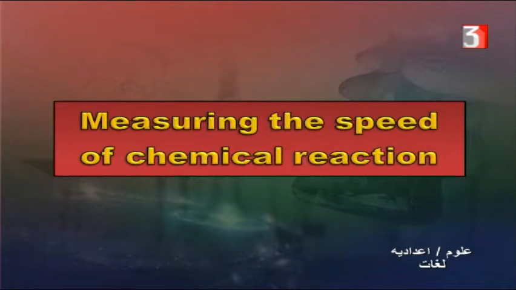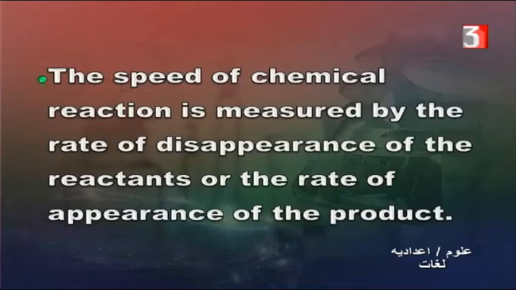How can we measure the speed of chemical reaction? Measuring the speed of chemical reaction. The speed of chemical reaction is measured by the rate of disappearance of the reactant or the rate of appearance of product. Again, we can measure the speed of chemical reaction as a rate of disappearance of the reactant or the rate of appearance of the product.